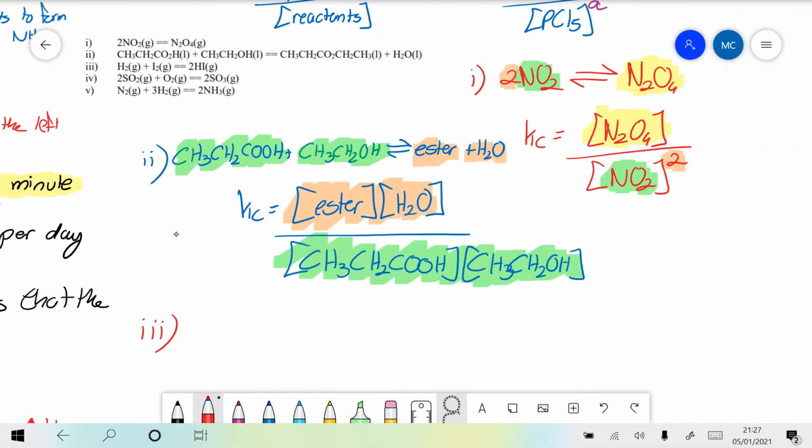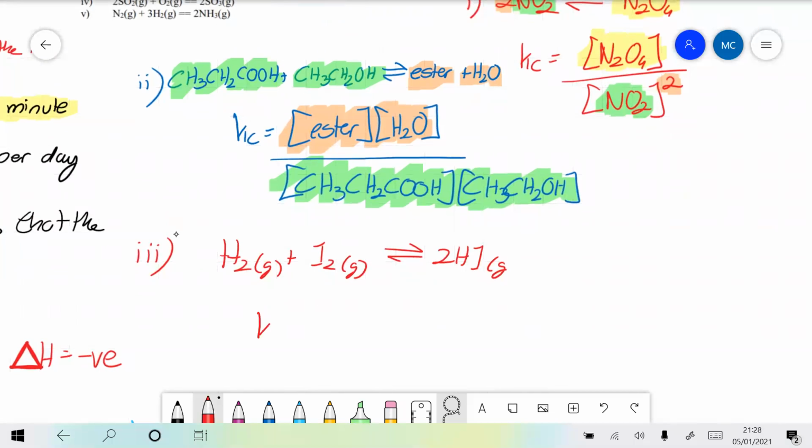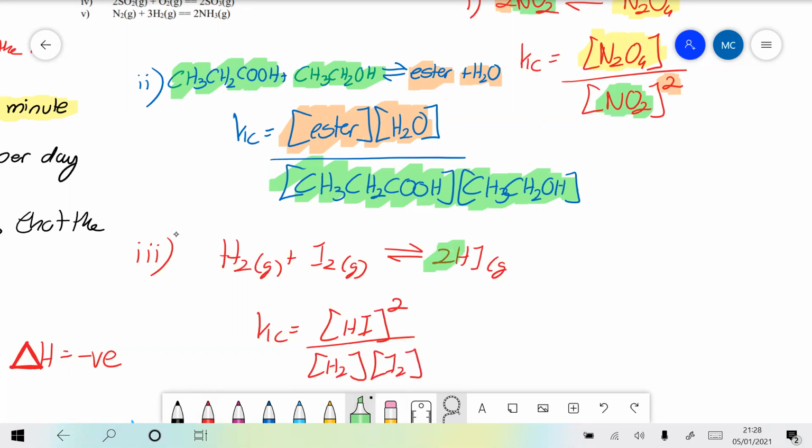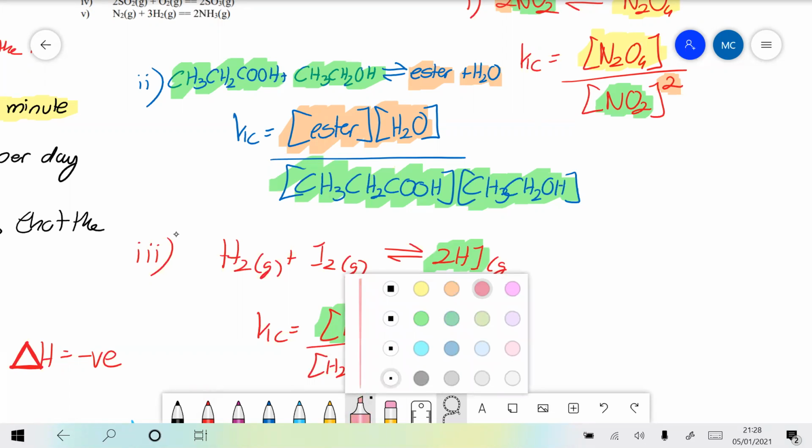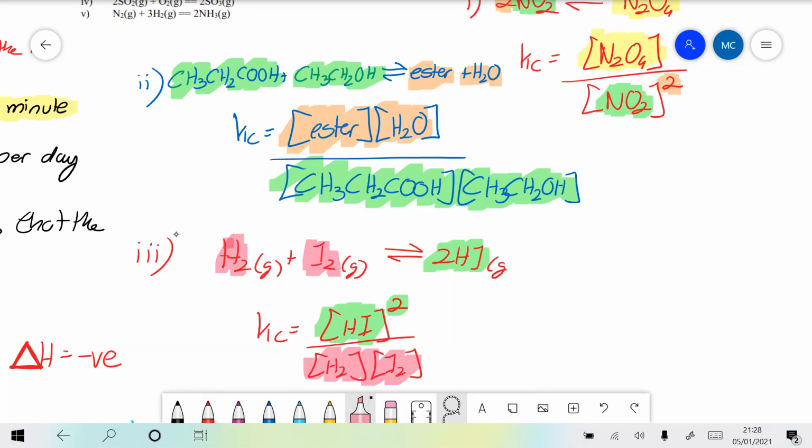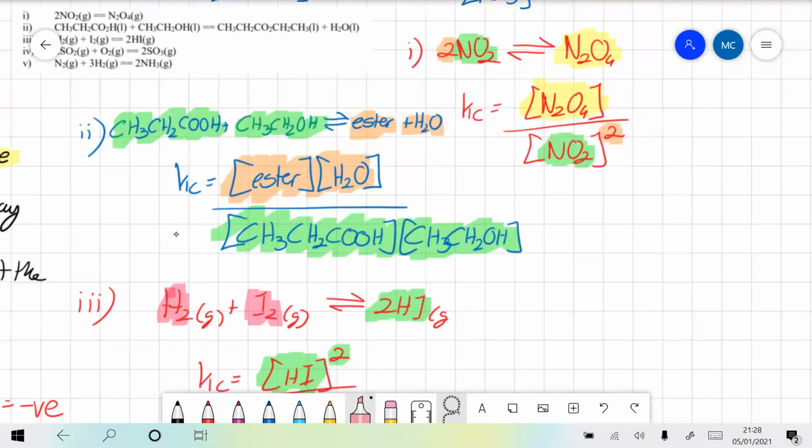3, we have hydrogen gas plus iodine gas to give 2HI gas. And we will have here again, Kc is equal to concentration of products. There are 2 HI, so therefore it will be to the power of 2, over H2 times I2. So it's products, I'm including the power there, over the reactants.